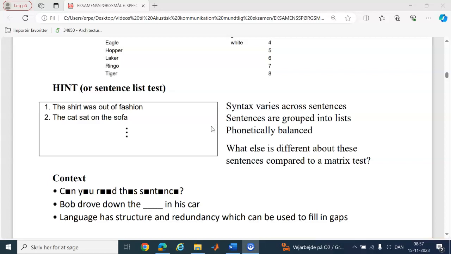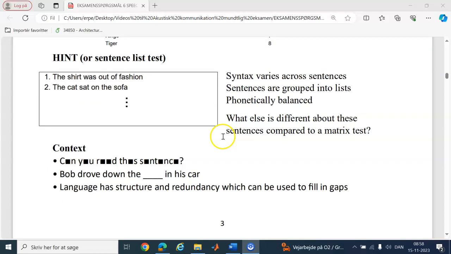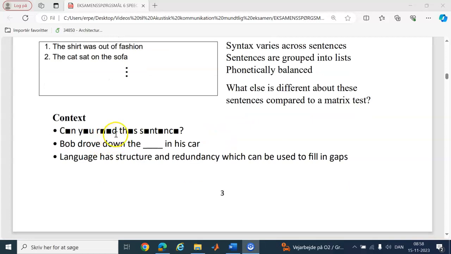The shirt was out of fashion. The cat sat on the sofa. Syntax varies across sentences. Sentences are grouped into lists, phonetically balanced.